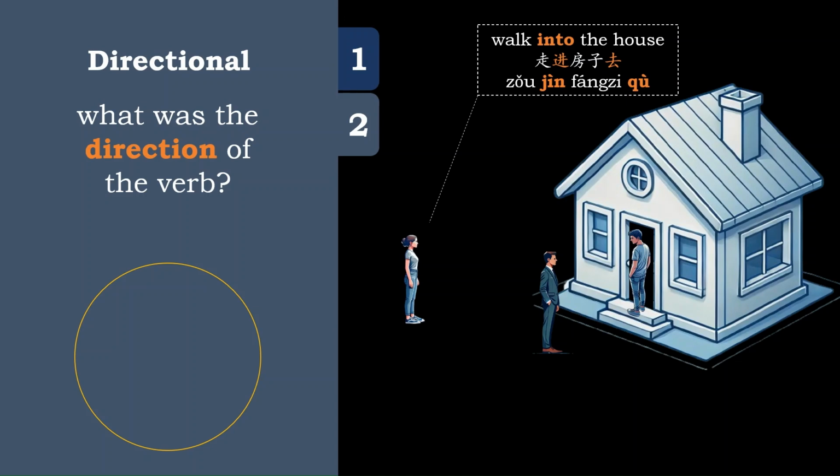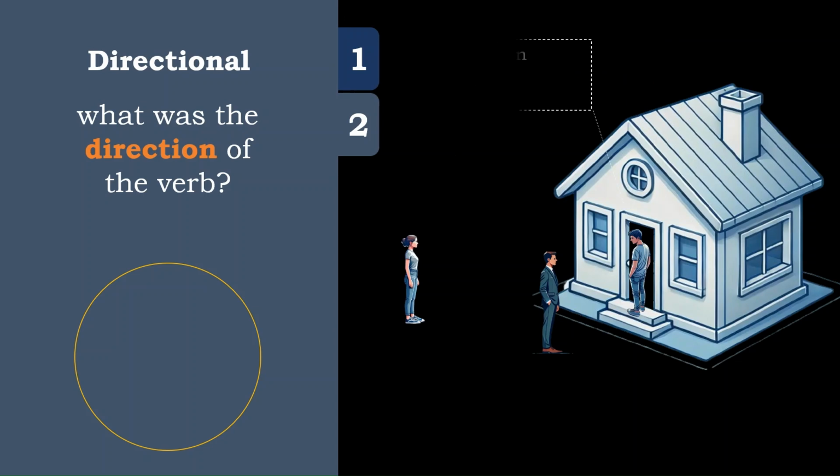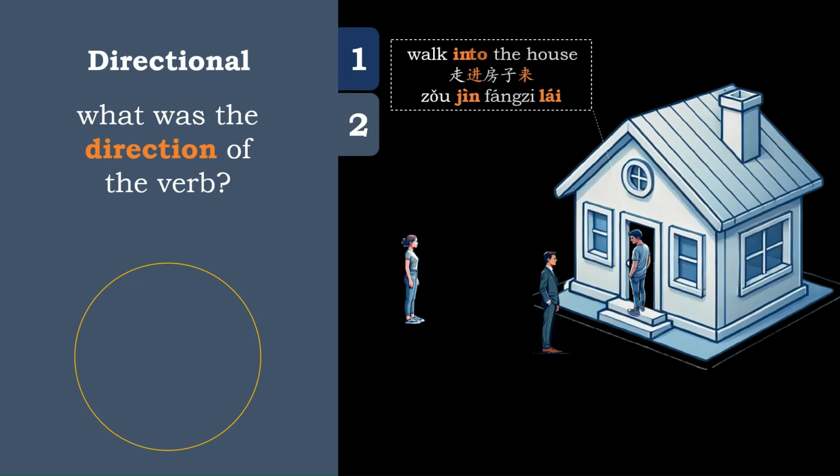Now the younger brother, how would he say come in? 进来. How would he say walk in? 走进来. How would he say walk into the house? Again, house is 房子. 走进房子来.